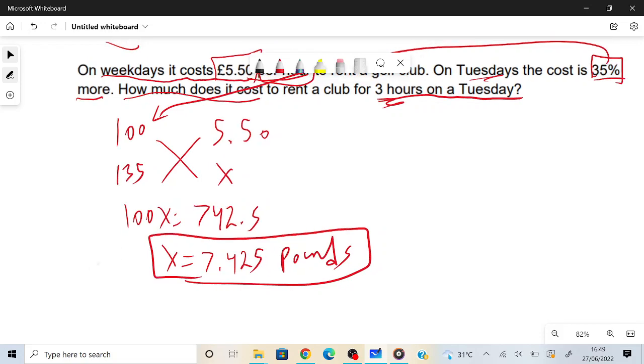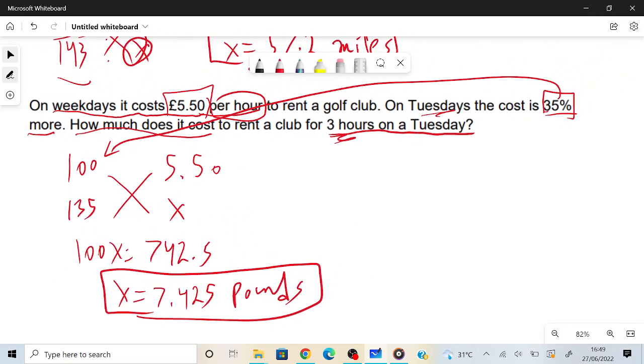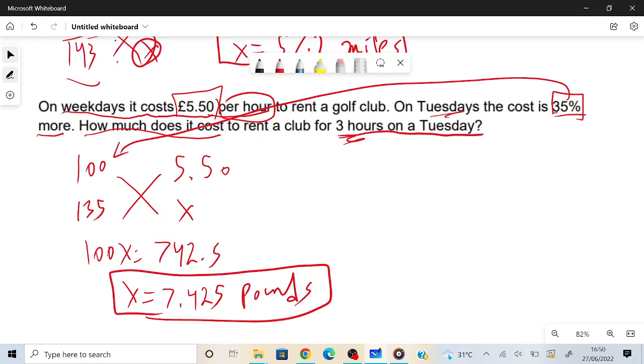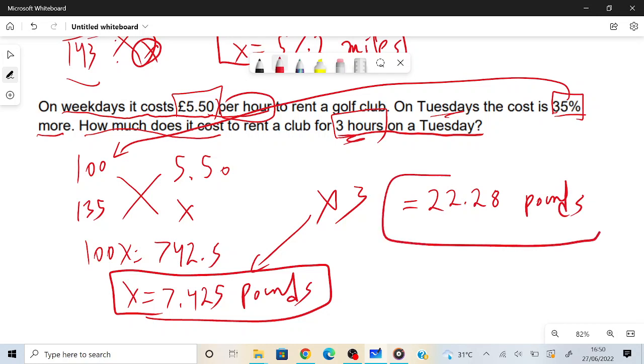Now we have the value of how much it costs on a Tuesday to rent per hour, but it said how much does it cost to rent for 3 hours. So all you have to do now is take this value and times it by 3. Putting that in your calculator, 7.425 times 3, that is £22.28 to 2 decimal places. And that is your final answer for that question.